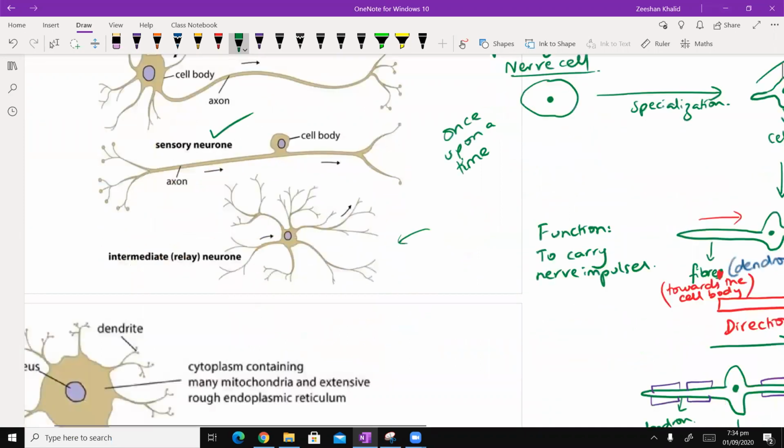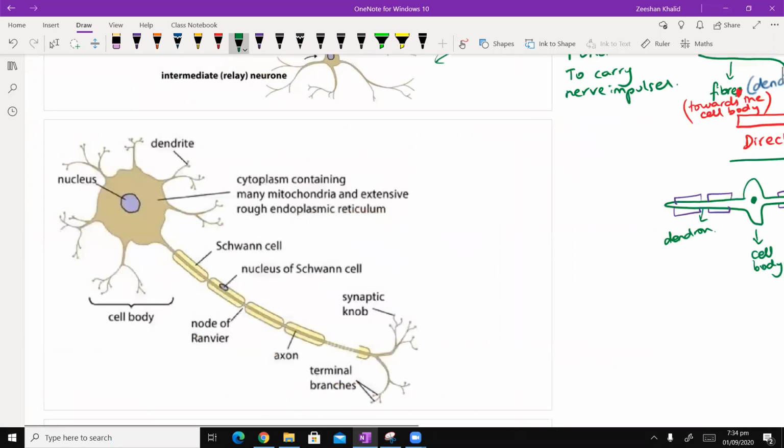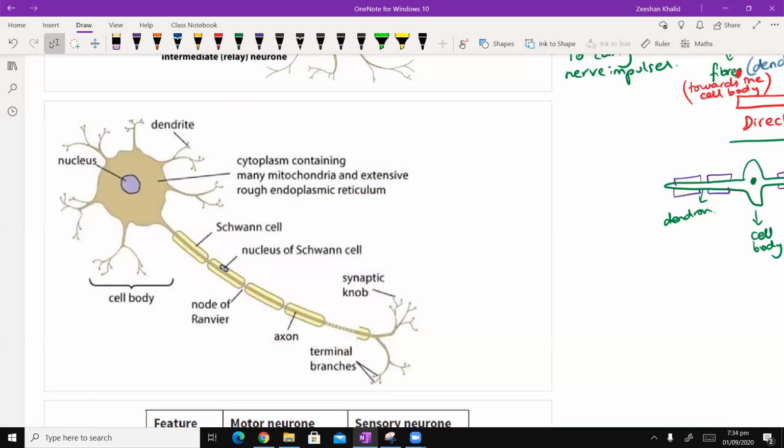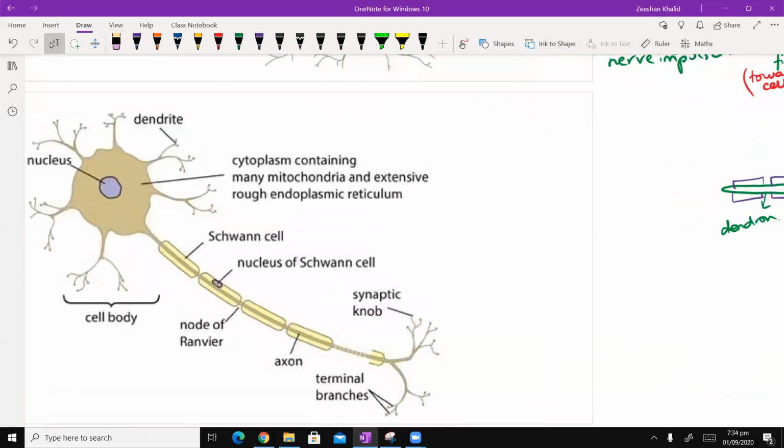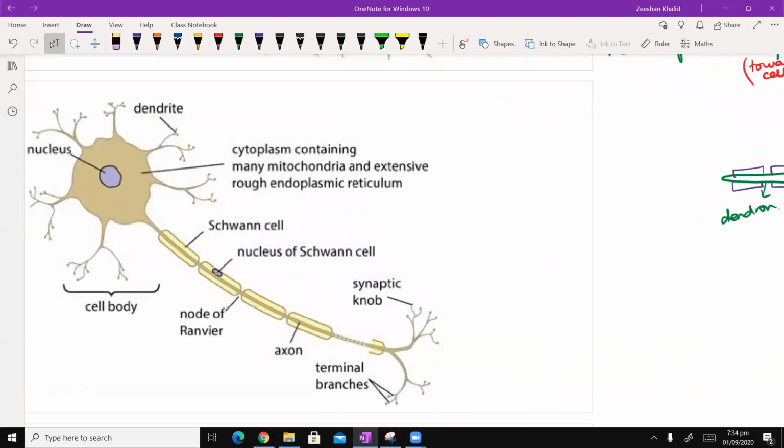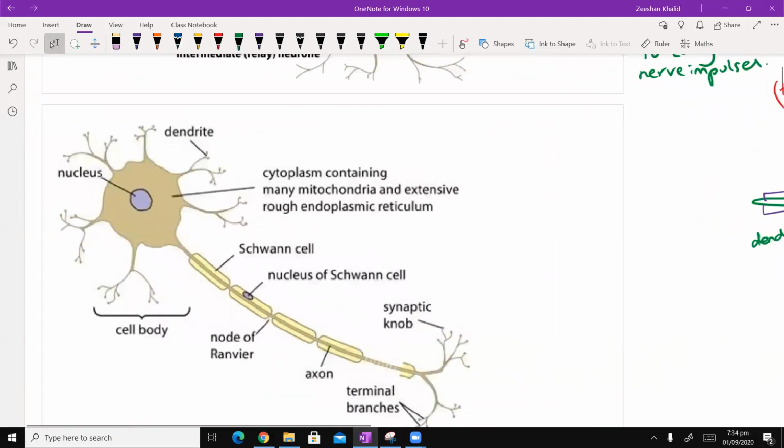ये देखें, यहाँ पे जो आपको picture नजर आ रही है, this picture is a picture from your own textbook, and this is a typical motor neuron, how a motor neuron would look like. Okay, so we are going to list some features that we need to know and we need to understand. Again, generally, you know this idea that, so let me label this as the motor neuron.